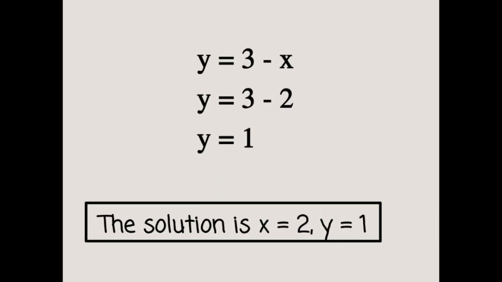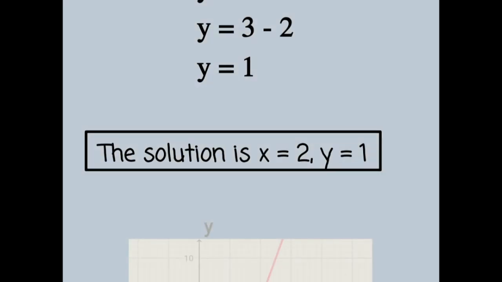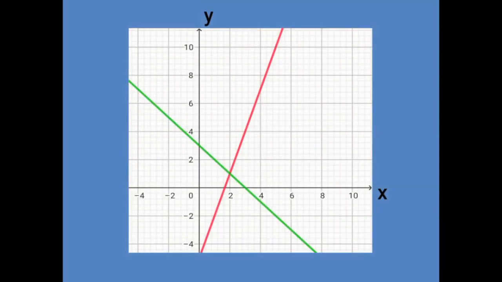Substitute x equals 2 into the second equation to find the y value. So, y equals 3 minus x, y equals 3 minus 2, y equals 1. The solution is x equals 2, y equals 1. As you can see, this matches the point of intersection of the two line graphs.